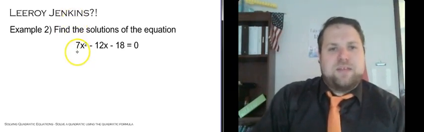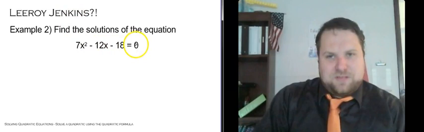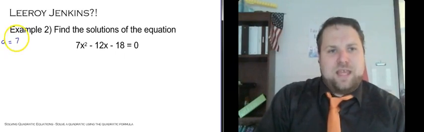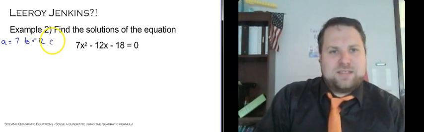Example 2, I've got my quadratic equation. It's set equal to 0. I have to check for that each time. That's good. So let's find my values. A is 7, B is negative 12, and C is negative 18.